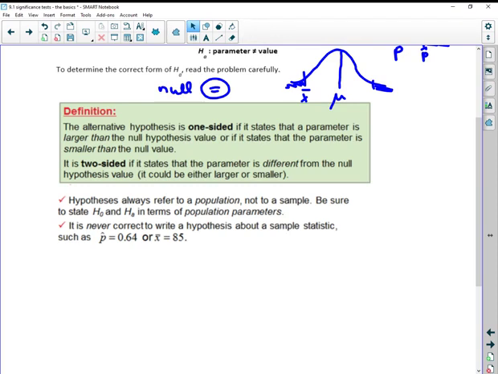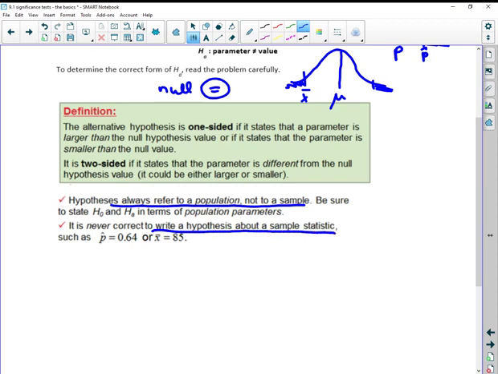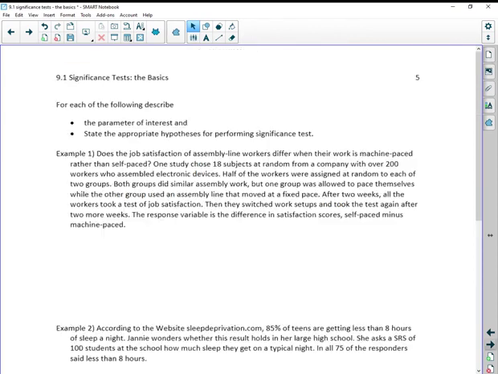Okay, so hypotheses will always refer to a population, not a sample. Make sure you're using population parameter symbols. It would never be correct to write a hypothesis about the sample statistic, such as the p hat or the x bar. Those would never belong in a hypothesis statement.